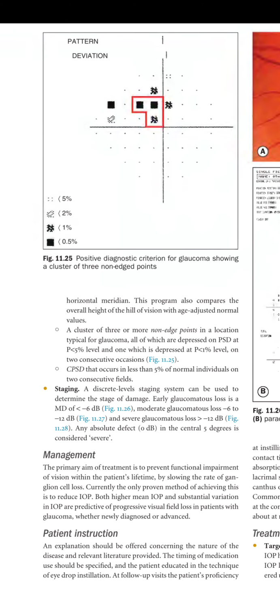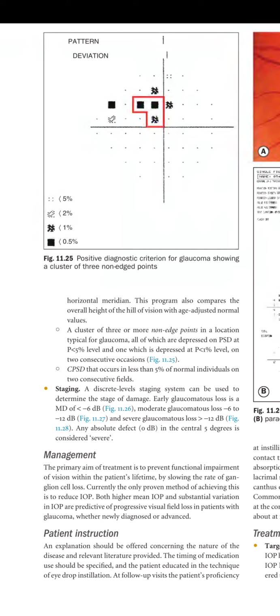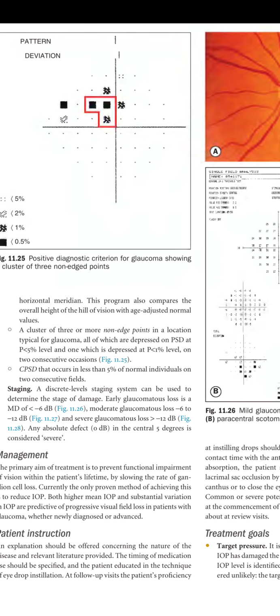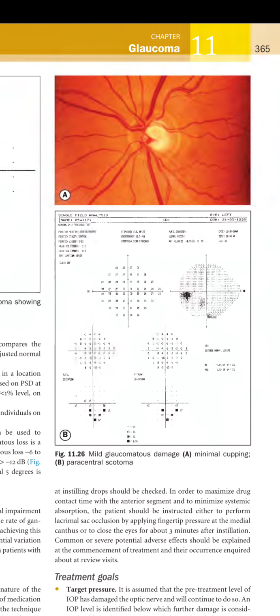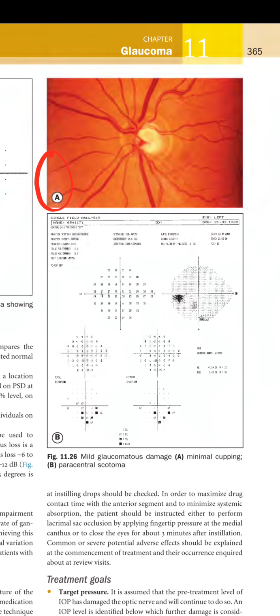So how will you stage the glaucoma on the basis of visual fields as mild, moderate, severe? A discrete level staging system can be used to determine the stage of the damage. Early glaucomatous loss is mean deviation of less than -6 decibel. Moderate glaucomatous loss is -6 to -12, and severe glaucomatous loss is more than -12 decibel. Any absolute defect of 0 decibel in the central 5 degrees is considered severe.